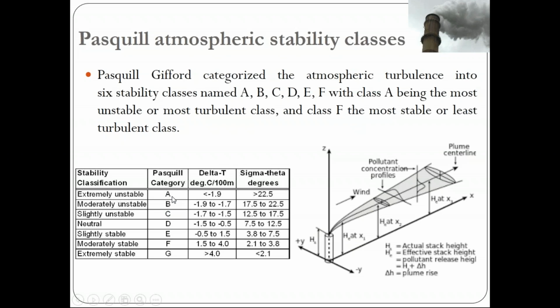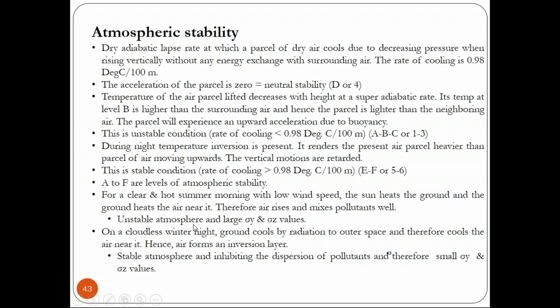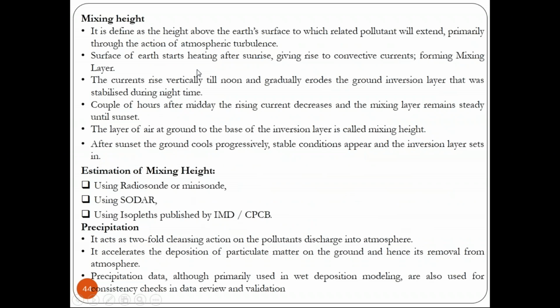From A, which is highly unstable, to G, which is a very stable condition in the atmosphere. And about the mixing height: it is the height from the ground, or the height above the earth's surface, to which the pollutant will extend, primarily through the action of atmospheric turbulence. After sunrise in the morning the earth's surface starts heating, and if it has just started heating, then what will happen? The convective currents will be there.